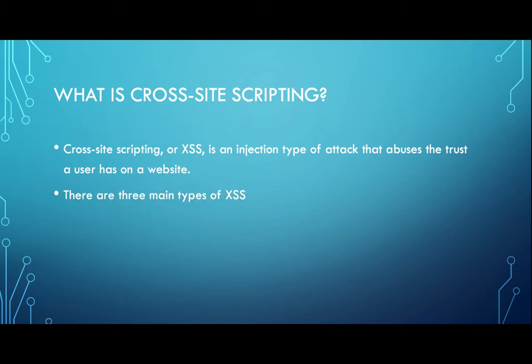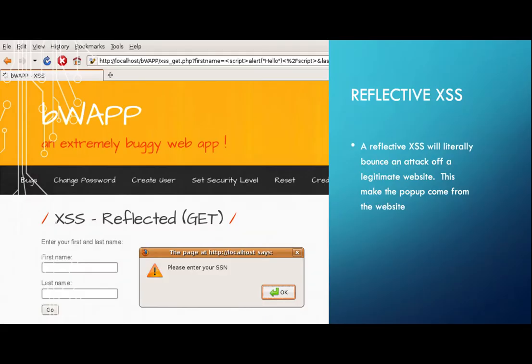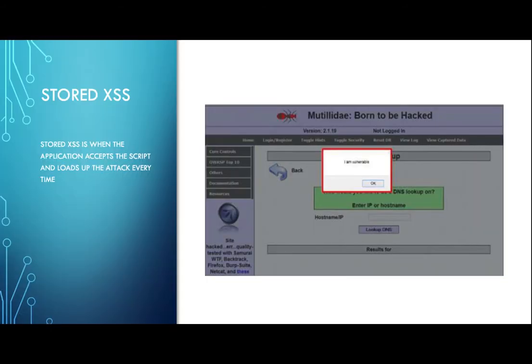There are three main types of cross-site scripting: reflective, stored, and DOM-based. Reflective XSS will literally bounce an attack off a legitimate website. This makes the pop-up look like it came from the website. Stored XSS is even more dangerous because the script attacks over and over again. In reflective, it's a moment in time. In stored, it will do it every single time a user visits a web page.